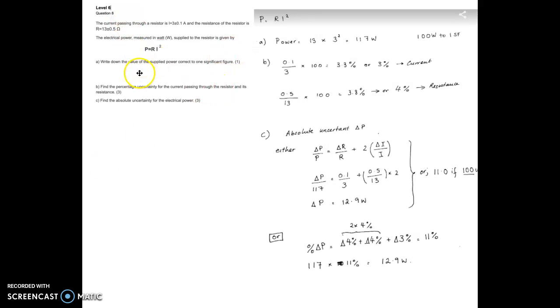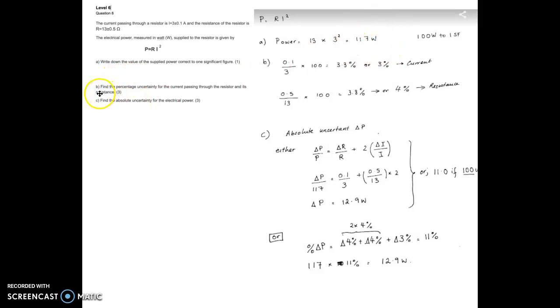And now question eight. This is now getting a bit trickier. We have the current passing through a resistor and some resistance. So we have a relationship, P equals R I squared. Write down the value of the supplied power. So the first thing you need to do is just calculate it, right? So we have 117 watts.